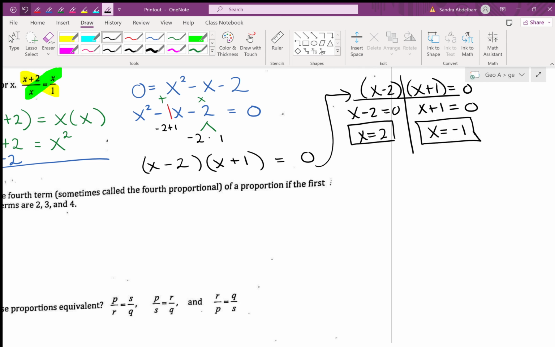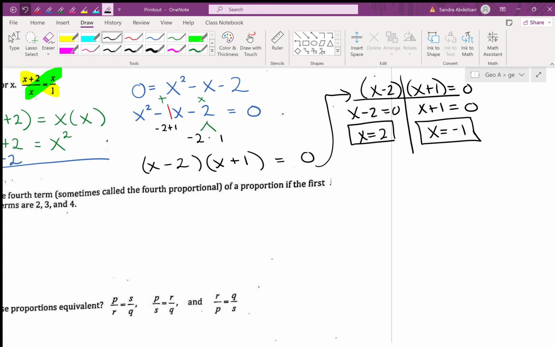You are absolutely allowed to have a negative x. What you're not allowed to have is a negative angle or a negative segment length. But do these x's represent an angle or segment length? No. So both answers are acceptable, or necessary, to be honest. Both answers are necessary.